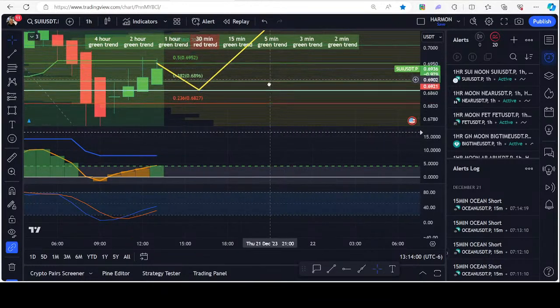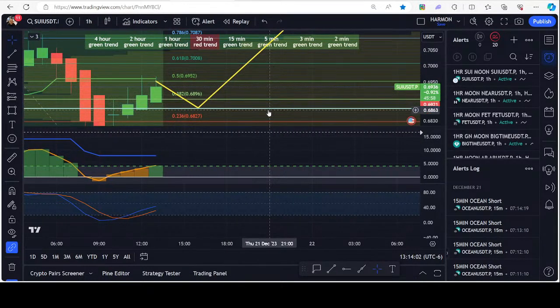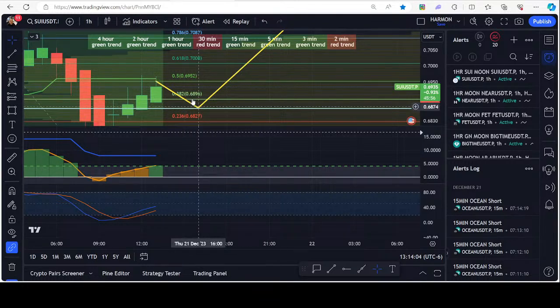So once you set your alerts, you don't really have to worry about too much else. You just need to come back to it. So it does look like a good trade. It's just going to take a little bit of time.